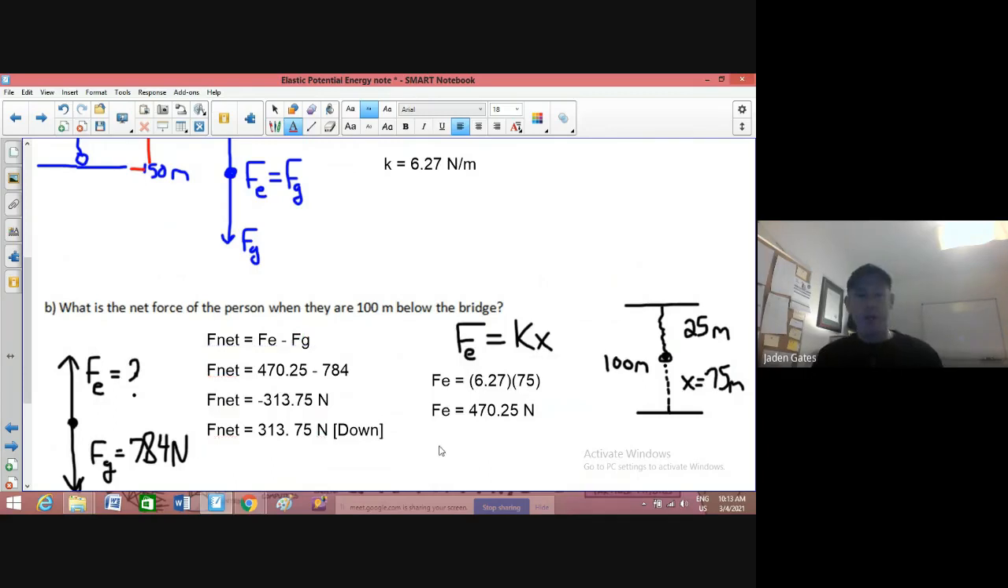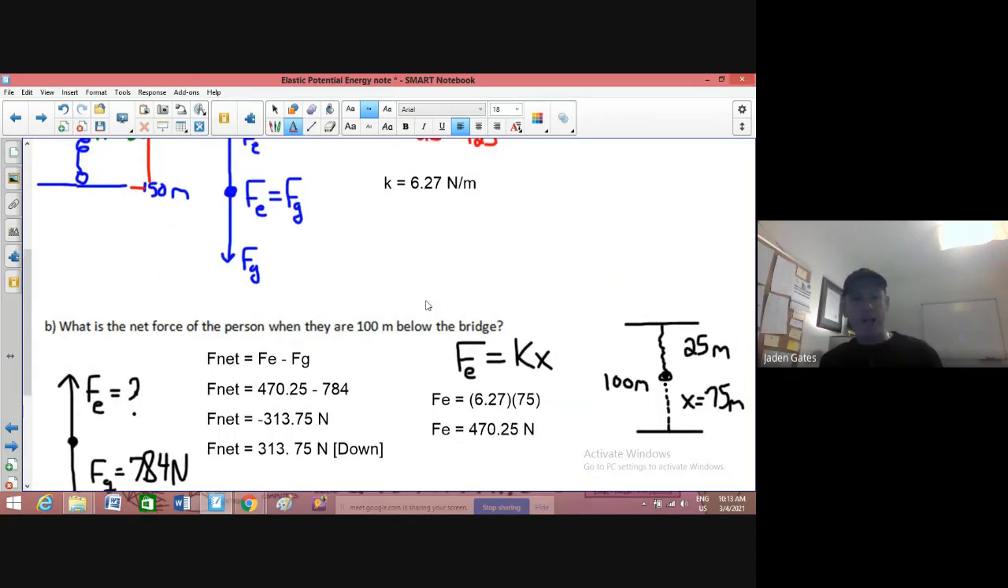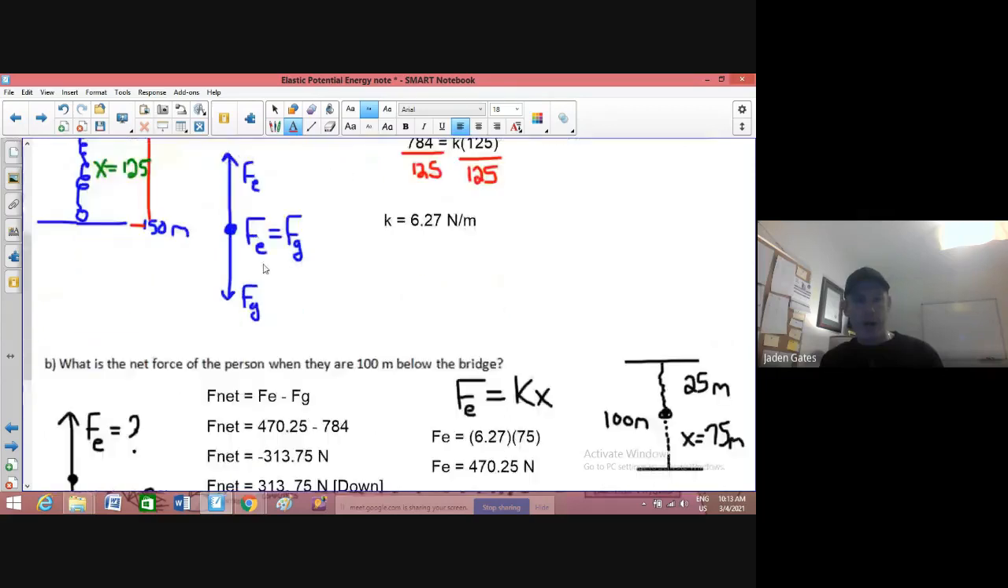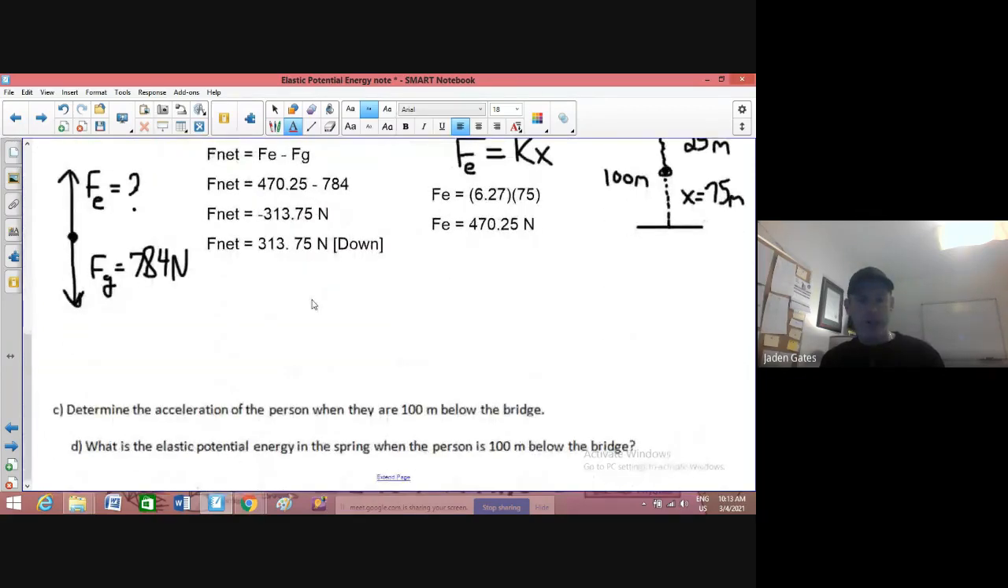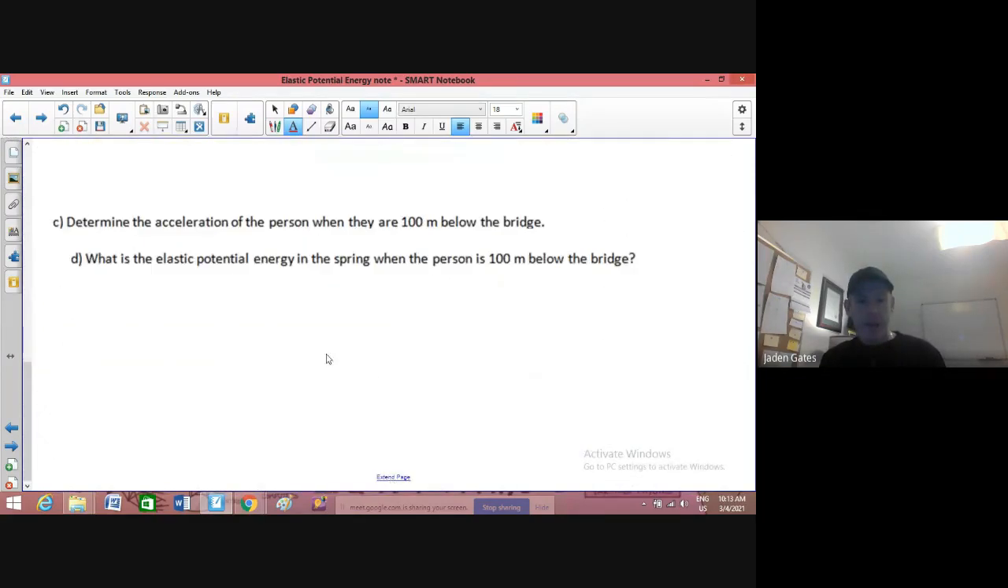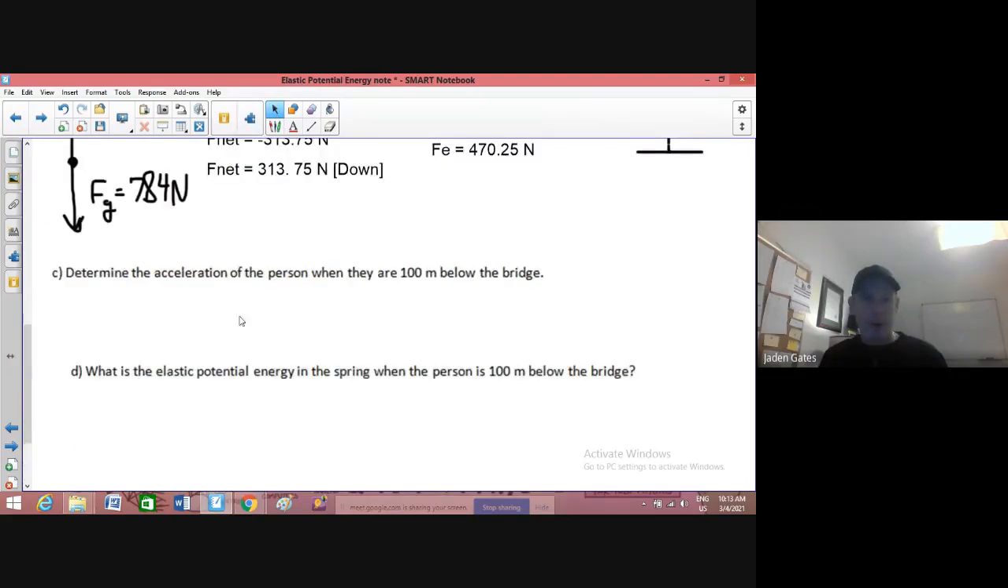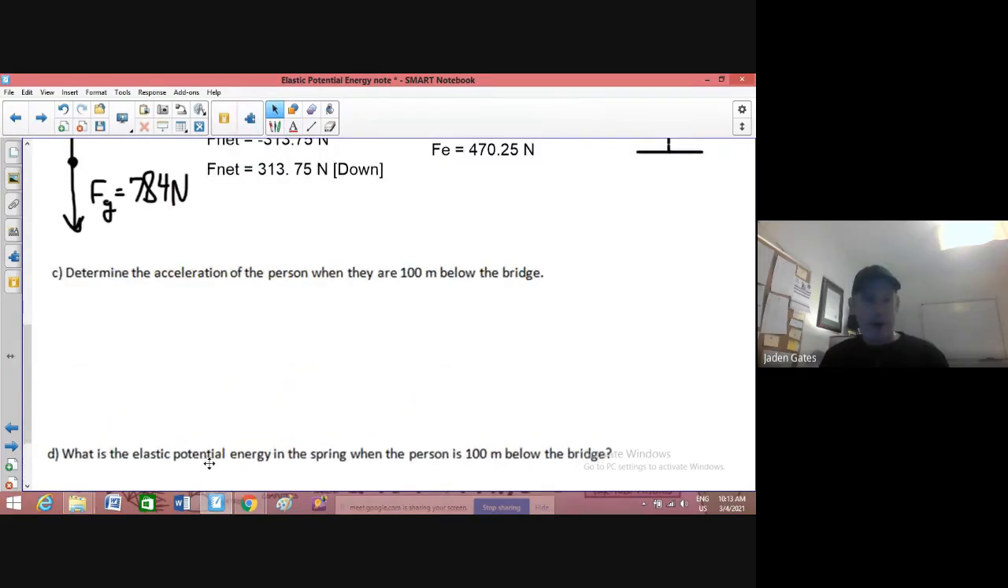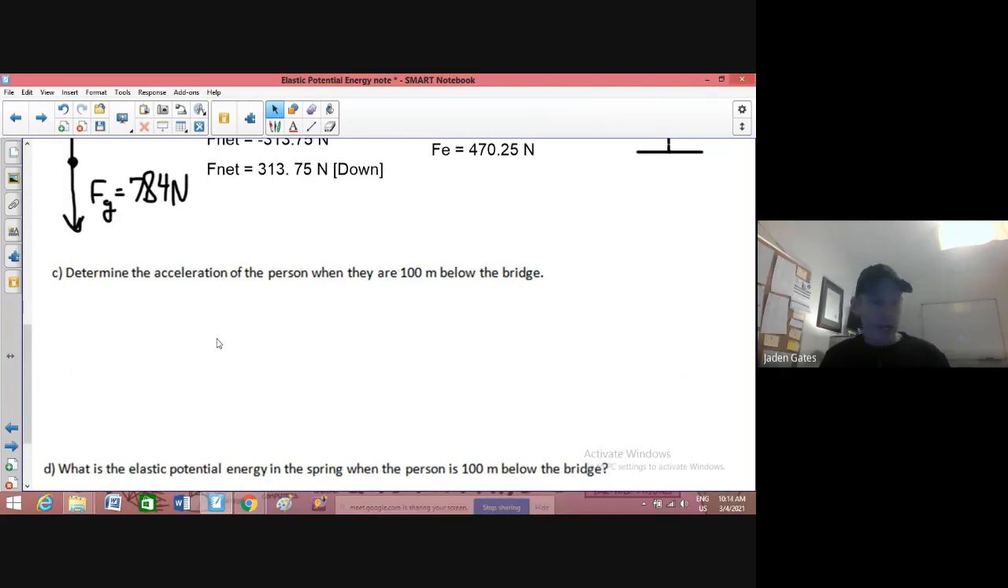And that is why this person keeps falling, because the net force, gravity, is still winning. The spring is not strong enough yet to balance things out, like in their A here. All right, so we're still moving down. And in fact, what we can find out is to determine the acceleration of the person. So how fast are they getting, how much are they getting faster at this point? How fast are they accelerating?